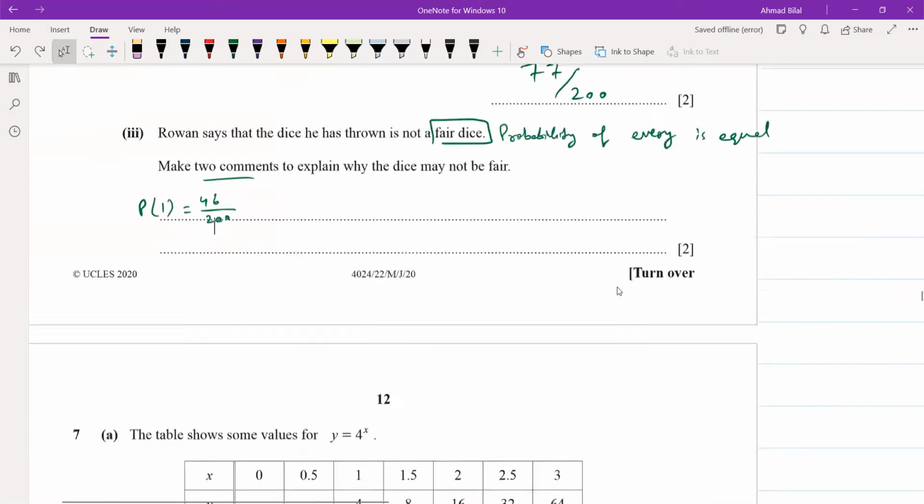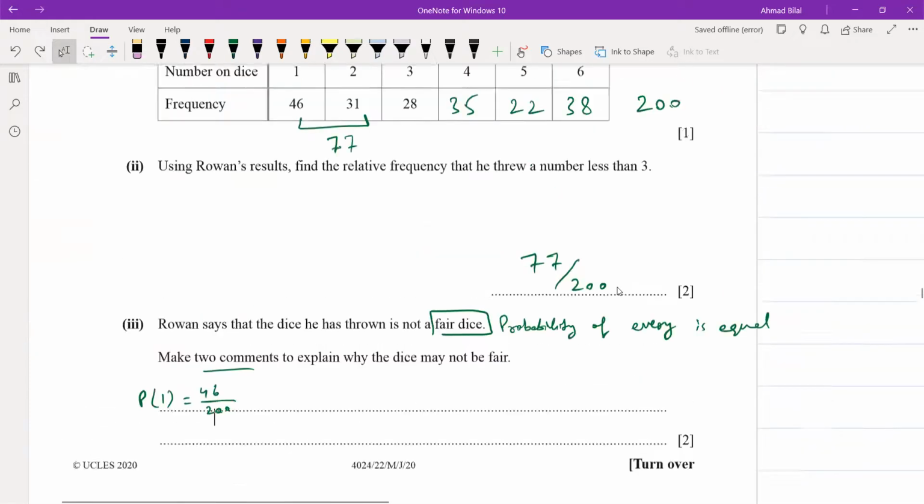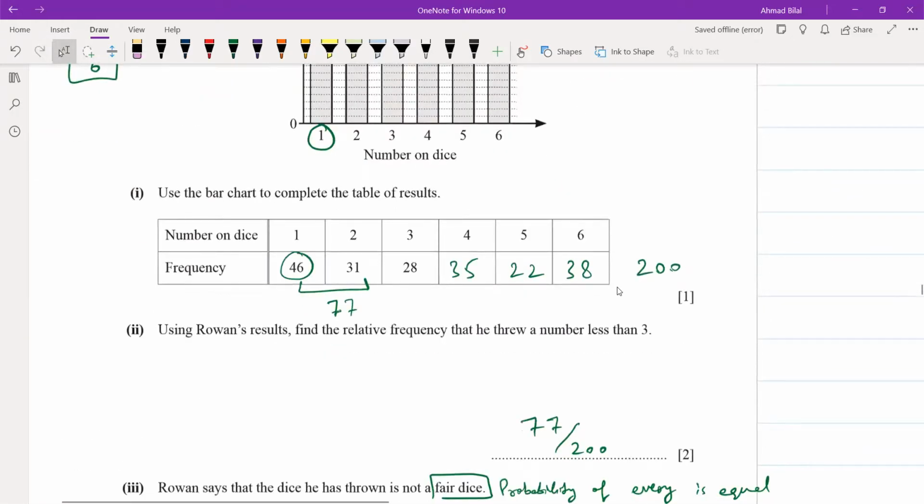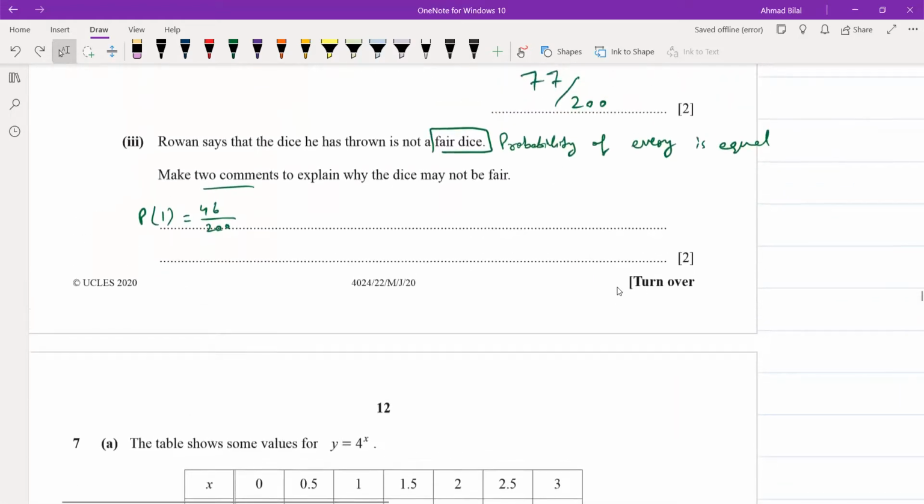46 divided by the total, that's 200. इसको आप देखें ये क्या आता है हमारे पास अगर इसको हम decimals में रखें, 46 over 200, this turns out to be 0.23. 0.23 होना क्या चाहिए था?